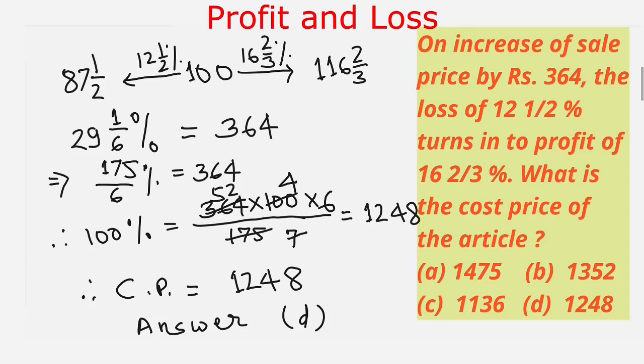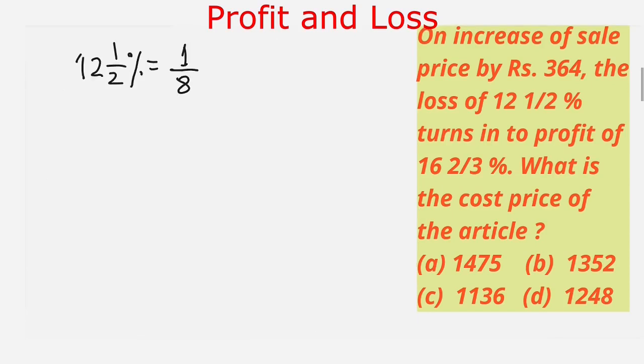Now we solve this question by another shortcut method. We solve the question like this. 12.5% equals 1 upon 8, and 16 and 2 upon 3% is equal to 1 upon 6. We take the LCM of 8 and 6, the denominators of 1 upon 8 and 1 upon 6, which comes out to be 24. We are taking 24 as it is divisible by both 8 and 6.